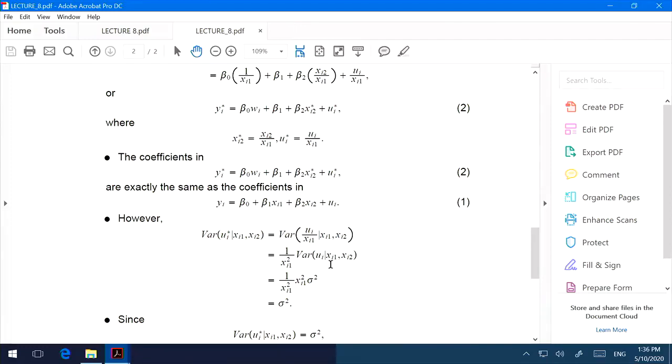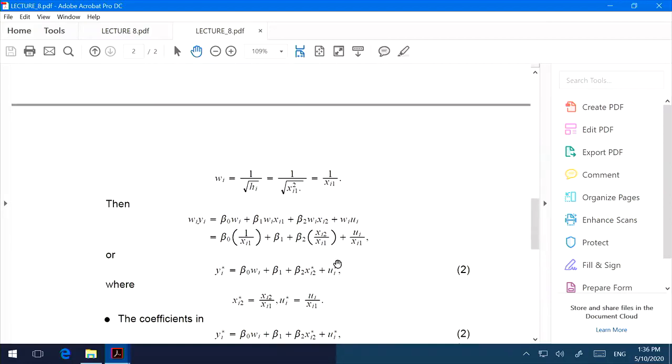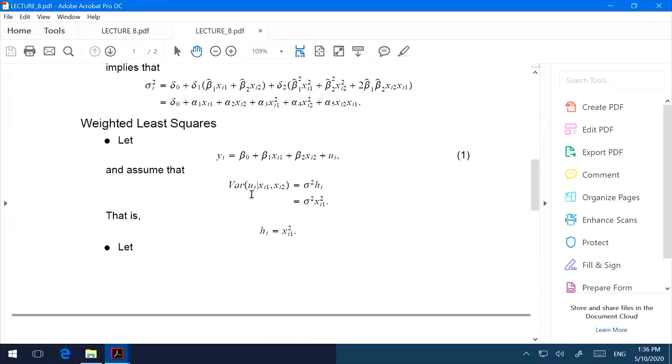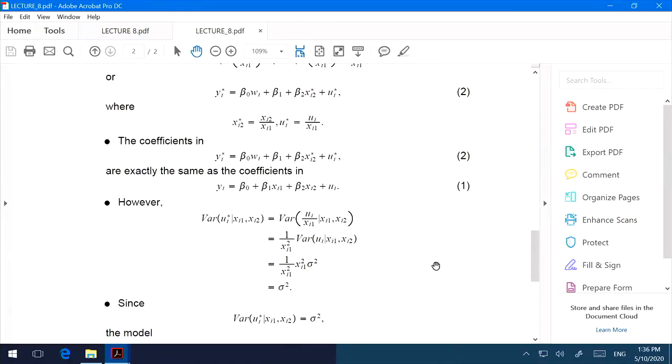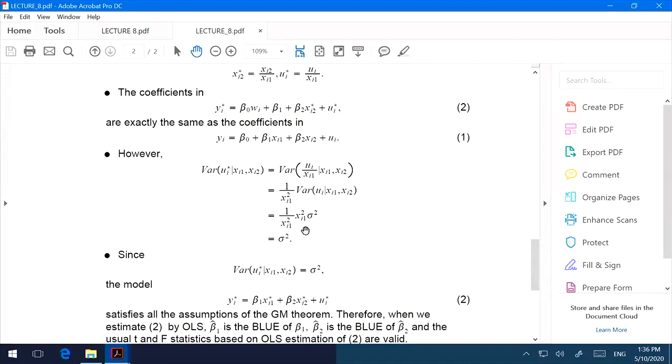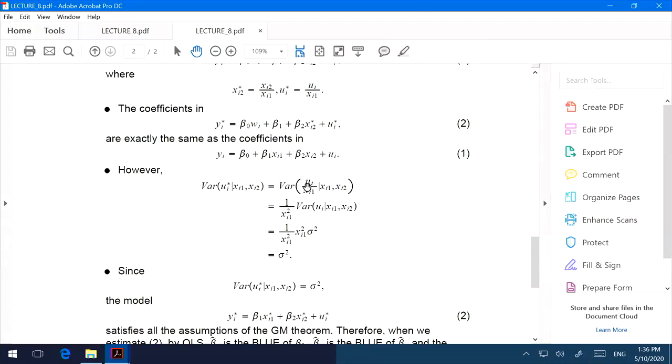Well, what do we know about the conditional variance of ui? Well, we assumed the conditional variance of ui was sigma squared xi1 squared. That was my heroic assumption. So for the conditional variance of ui, I sub in xi1 squared times sigma squared. Those guys kill each other, and we're left with sigma squared. So the conditional variance of the error term in my transformed model, equation 2, is homoscedastic.